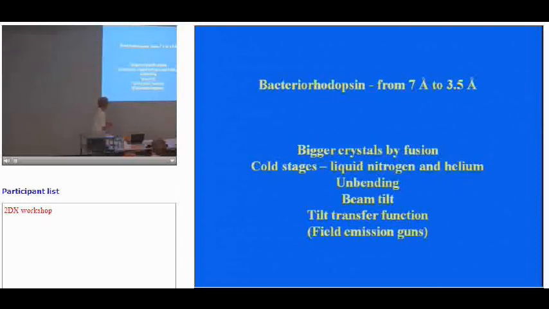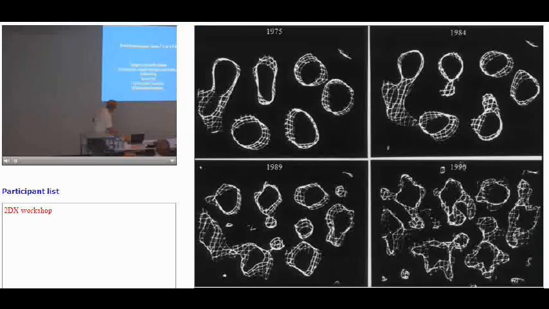Unbending, but there are other ways you can do it. Beam tilt, you must do that, beyond about 5 or 6 angstroms. The tilt transfer function is just a programming thing. And then the field emission guns, Ken Downing had one, but you couldn't really buy them until about the mid-80s, and then not everybody had them at the beginning. But they were the things that really made a difference.